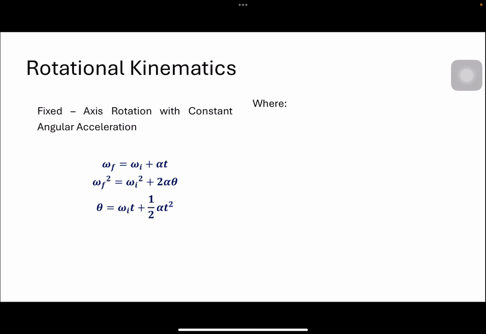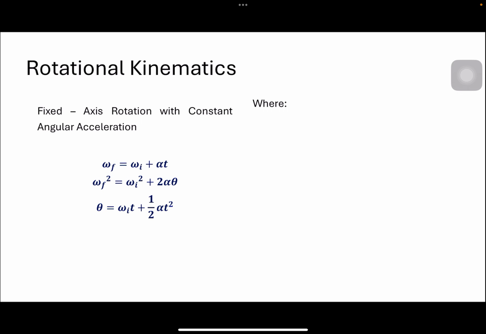Let's take a look at your rotational kinematics. Remember your three basic equations in single dimension motion, or motion in one dimension, or simply your kinematic equations. This is also similar to rotational kinematics. It's just that we change the linear values to angular values. So you will see their similarities.